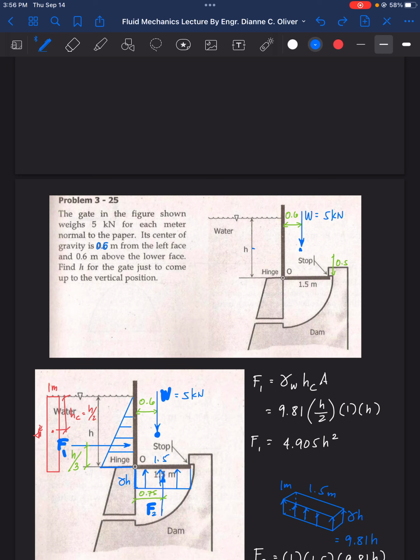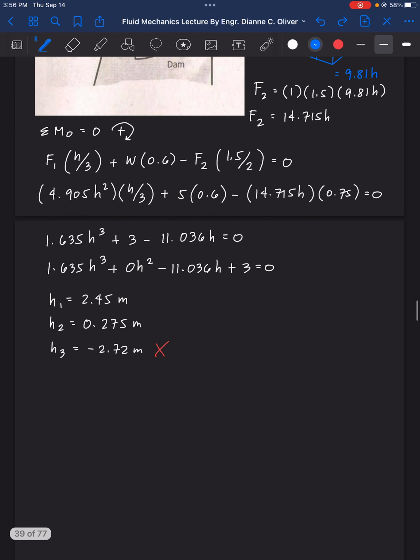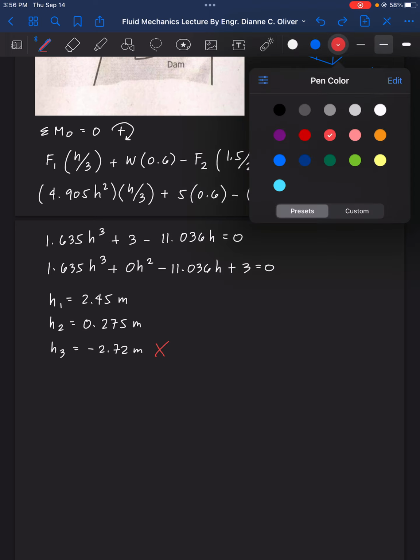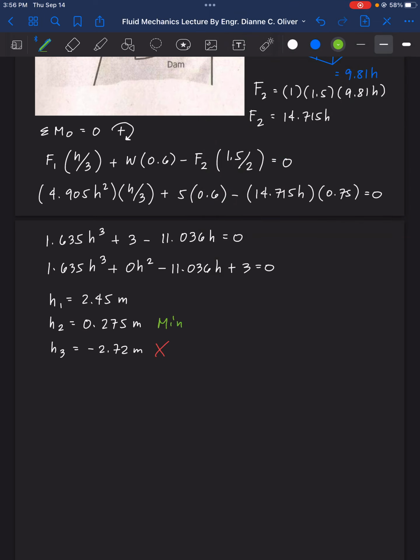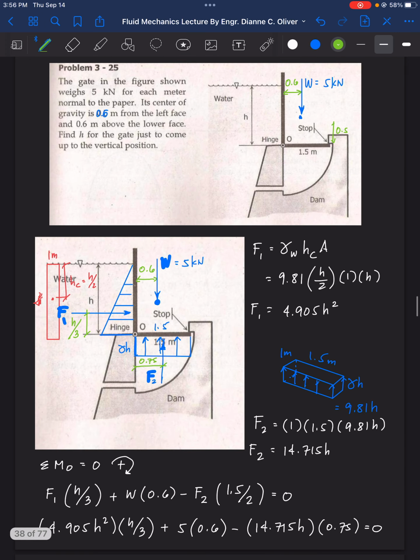Now, for the two values, the minimum value is the h2 here. Therefore, being the minimum, this is the answer: the minimum value of h in order for the gate to stand vertical, in order for it to close. So this is the answer. Okay, so that's for problem 3-25.